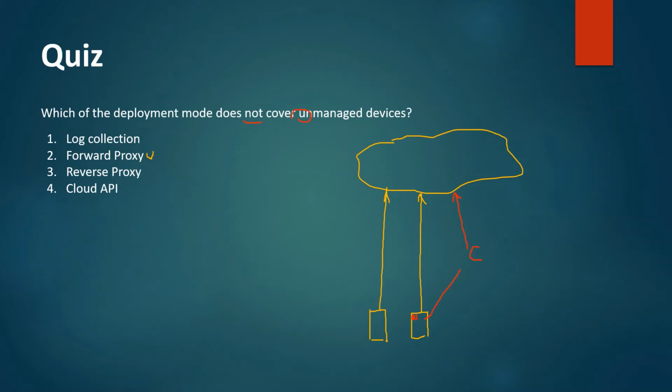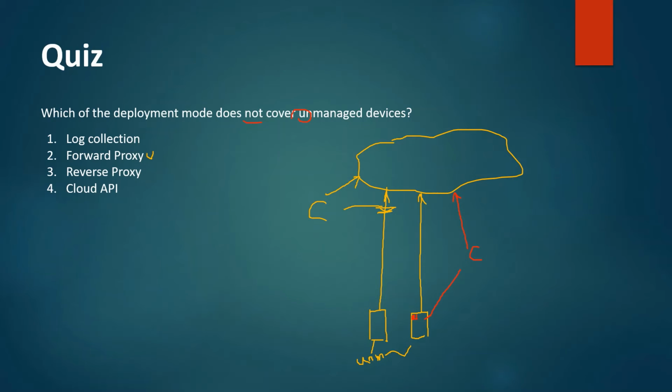And why is reverse proxy not the right answer? Because in reverse proxy, the redirection happens at the authentication side. So for an unmanaged device, once you reach the authentication point, the traffic will go through CASB and then back to the service.